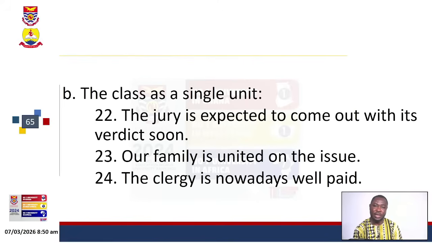So let's look at some examples. The jury is expected to come out with its verdict. Here the jury is considered as a unit, one. That is why we are using the verb is. Our family is united on the issue. That is all of us, mother, father, sons, and daughters, with uncles and aunties. A nuclear family is considered as one. The clergy is nowadays well paid. All pastors is what we are talking about here. We are saying nowadays they are well paid. Are we very sure?